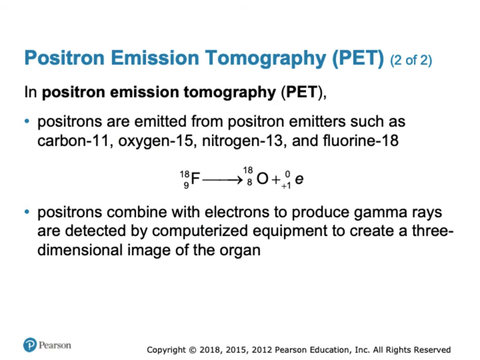So here, if we look, we have our positron emitter, our fluorine. It emits a positron, and then that positron is going to combine with an electron to give us 2 gamma rays, and I'll show you that here. So there's my positron plus my electron, and they combine to give 2 gamma rays. And so in PET scans, you are detecting the emission of these gamma rays.